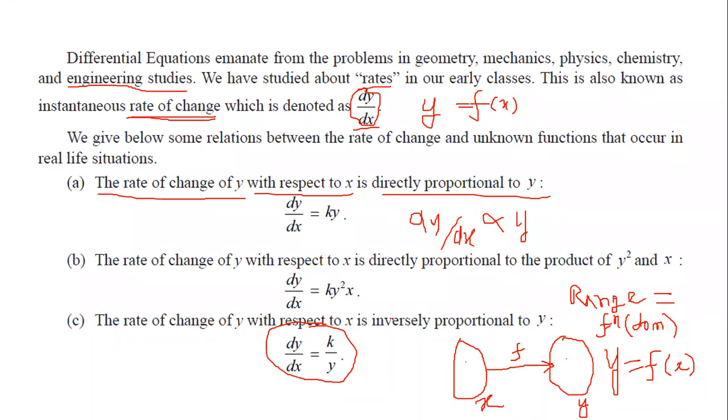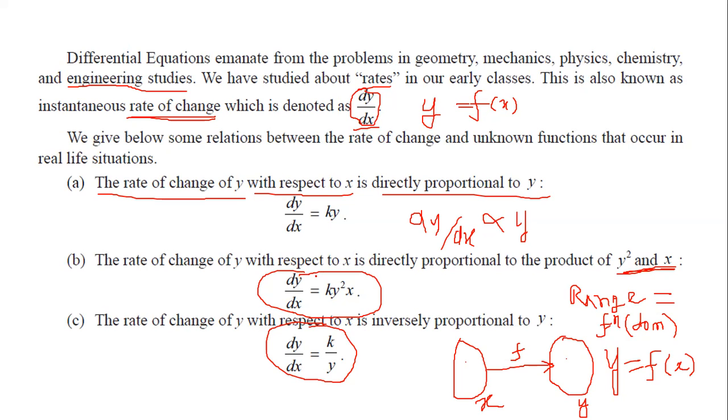This is a very simple concept: the rate of change of y with respect to x is directly proportional to y, dy by dx equal to ky. The second one is the rate of change of y with respect to x is directly proportional to the product of y square and x. So how can we write that? dy by dx equal to k y square x.